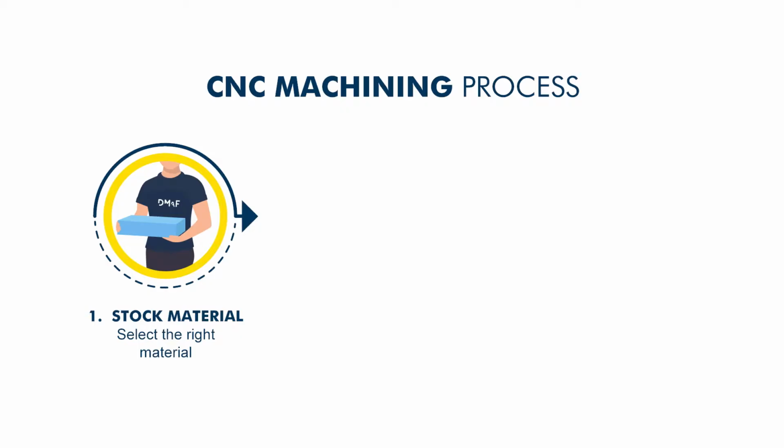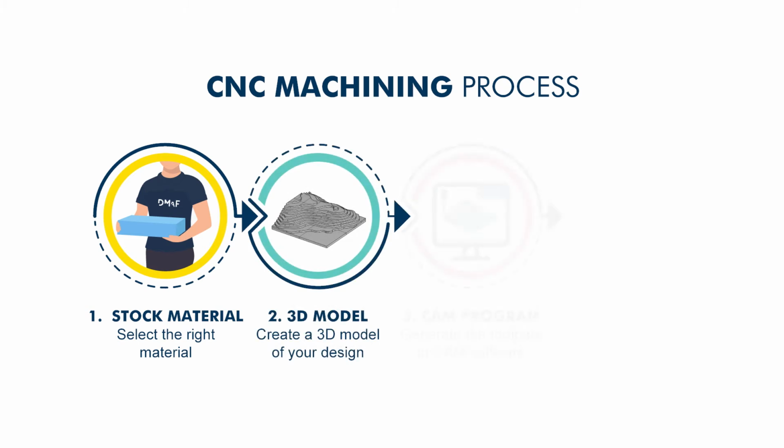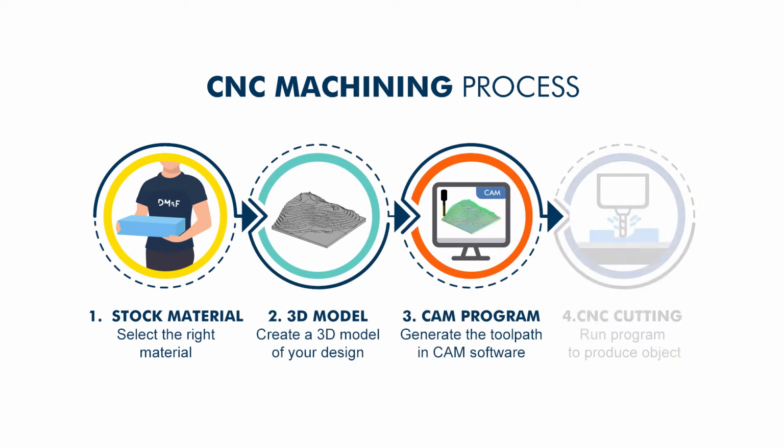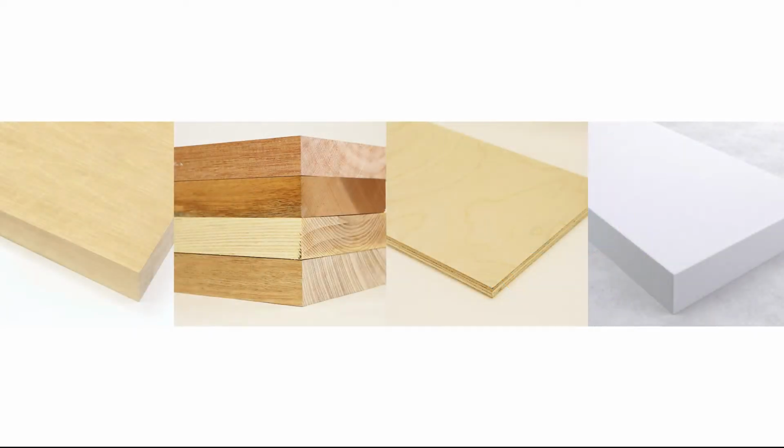The CNC machining process includes selecting your stock, preparing a 3D model, generating a toolpath, and cutting your object. Step 1 starts by selecting a stock material for your project. Your 3D models will be cut out of this material, so make sure it fits within this stock.